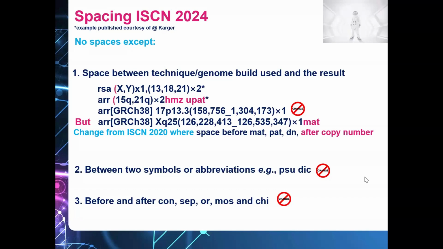This is a change where there was a space before mat, pat, and de novo, and after the copy number, there isn't any longer. You still have a space between 2 symbols or abbreviations, such as pseudodicentric, and you still have a space before and after con, mos, and chi.